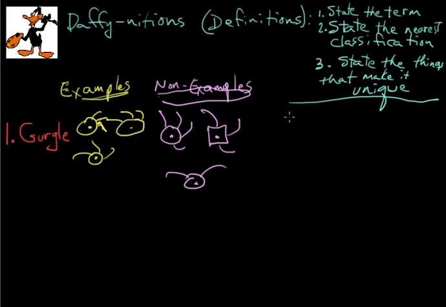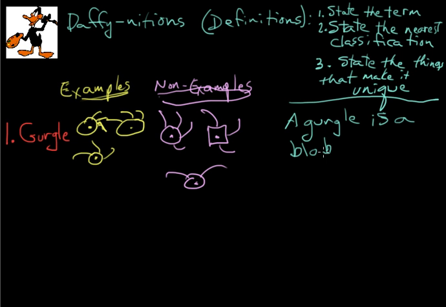Pretty easy. Number one, I've just done number one. State the term. A gurgle is. And I should write carefully, shouldn't I? A gurgle is the nearest classification. Well, we don't have any near classification. So, you know, we just don't know. But we look at this and, you know what that looks to me like? That looks to me like a blob.